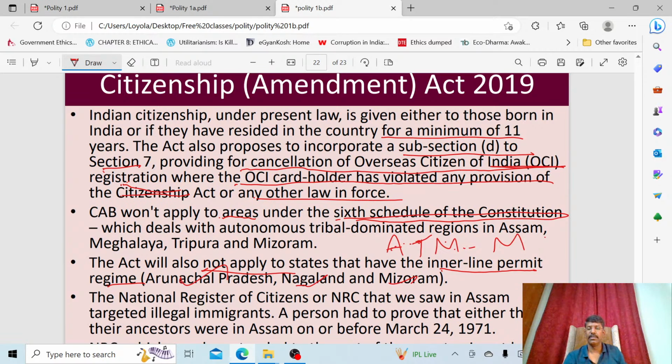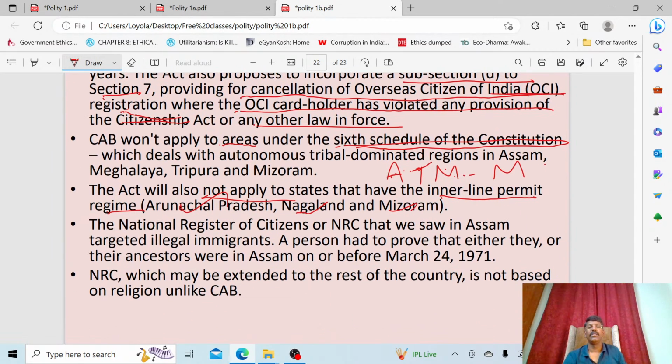And other than that, when I look into the National Register of Citizens, NRC, in places like Assam, the target is regarding illegal immigrants. So the person has to prove that either their ancestors were part of Assam before March, the day the liberation of Bangladesh came into being, either on or before March 24th, 1971, that you moved from Bangladesh to India, then you are eligible to be a part of Indian citizenship. Or after 25th March onwards, if you illegally entered, it means you are an illegal migrant only, you need to go back.